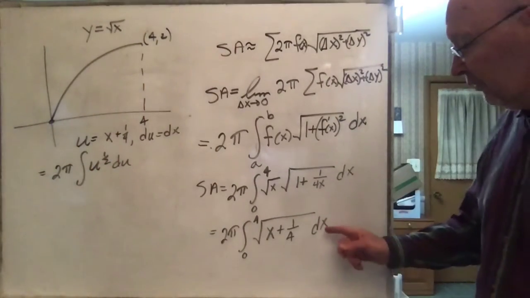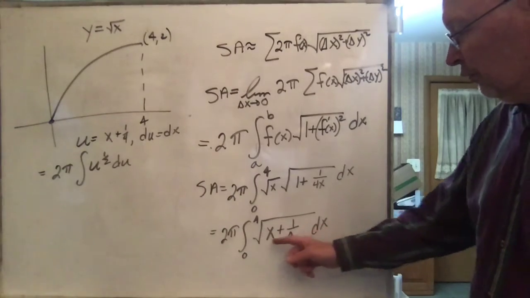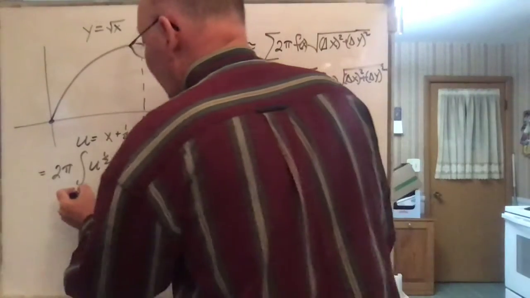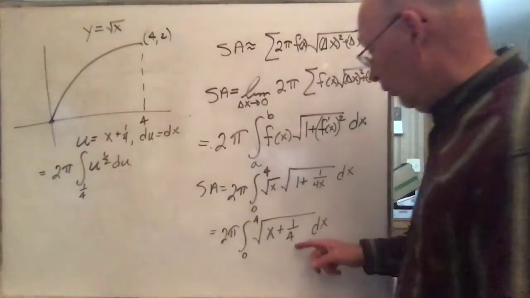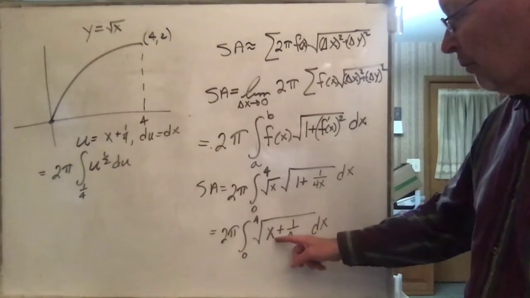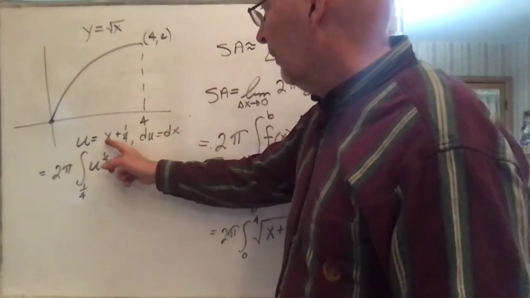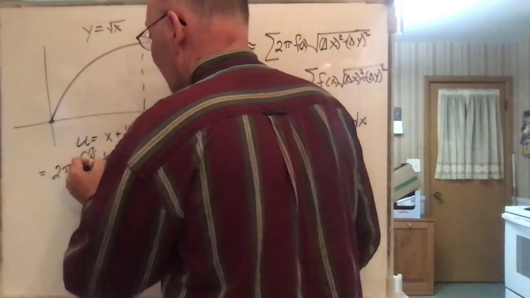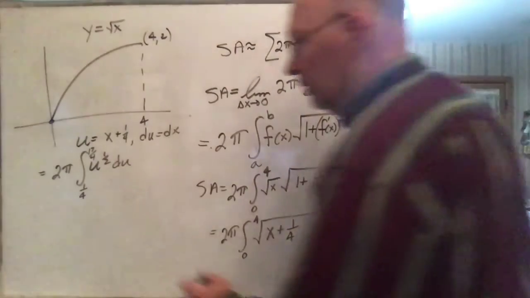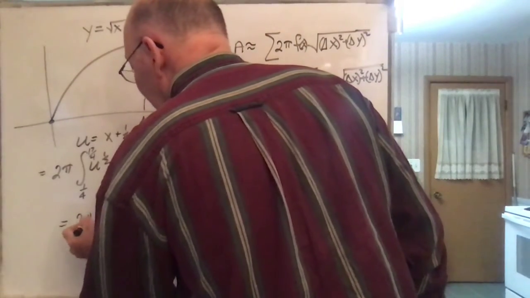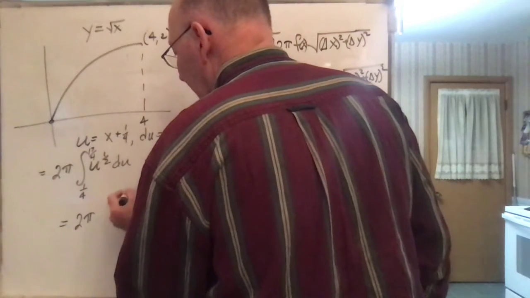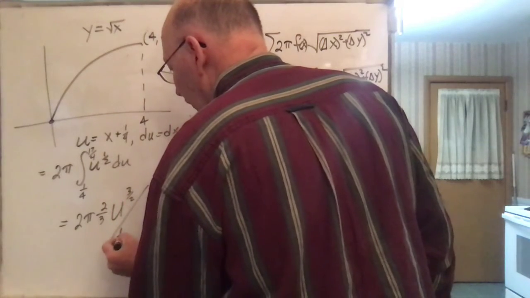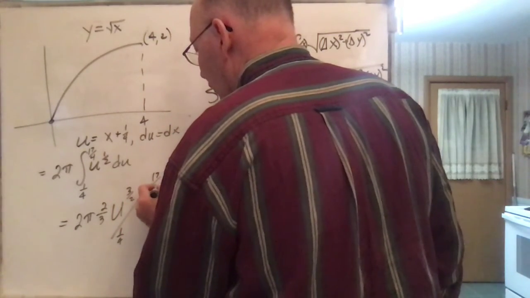And how do the limits of integration change? When x is equal to 0, u is going to become 1/4. And when x is equal to 4, what's u going to become? This is 16/4 plus 1, which is 17/4. So 17/4 like that. So there you go. Now we can go ahead and evaluate it. It's going to be 2 pi times u to the 3/2 times 2/3, evaluated from 1/4 to 17/4.